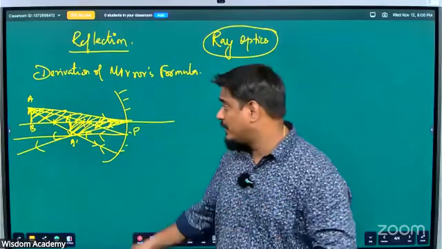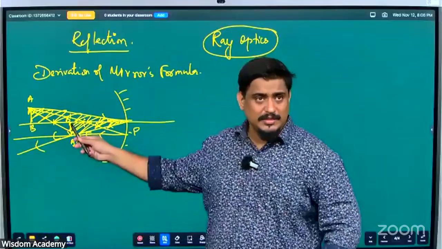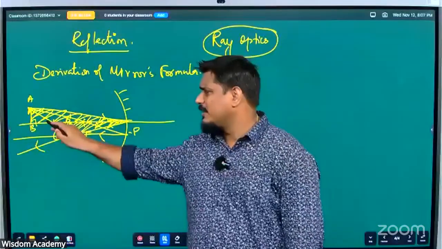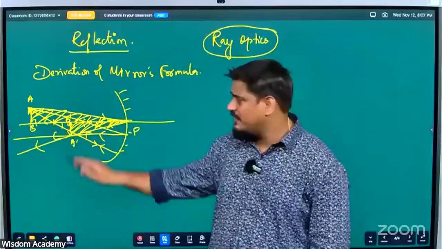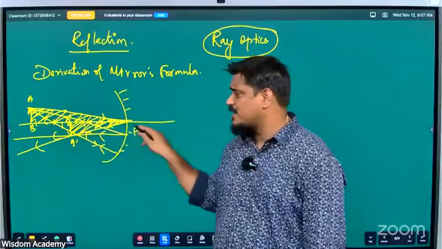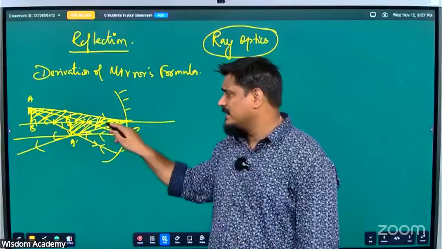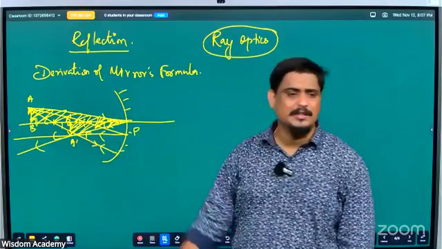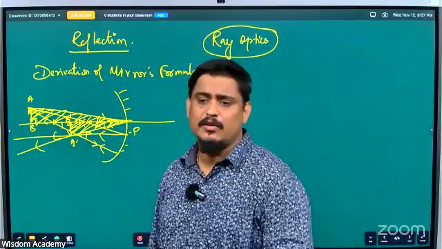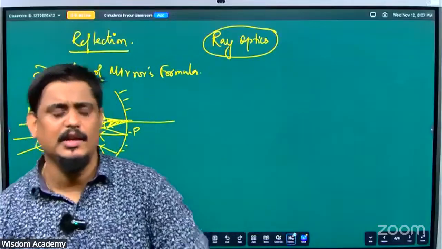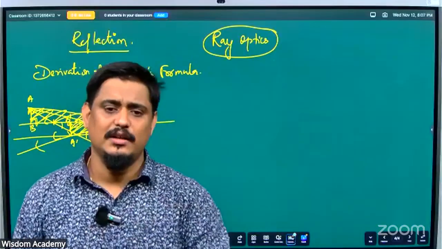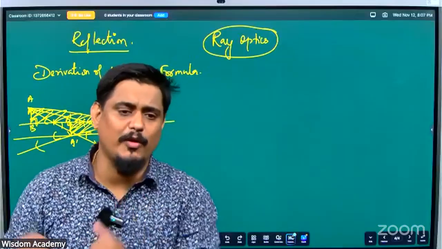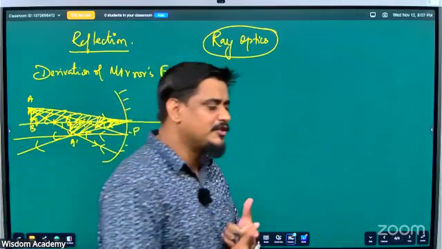So first you should take these two triangles and prove them similar. Obviously they are similar: 90 degree, 90 degree, and then vertically opposite angle. Same way, this big triangle ABP and A dash B dash P. These two triangles also, this angle is the same because angle I is equal to angle R, and 90 degree, 90 degree, they are also going to be similar. When they are similar, their corresponding ratios will be equal. Equate both the ratios. Both sides you will have Hi by Ho. Equate the right hand side. You will automatically get 1 by F is equal to 1 by V plus 1 by U.